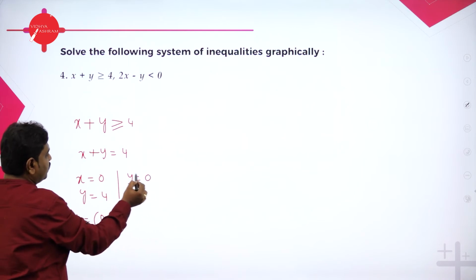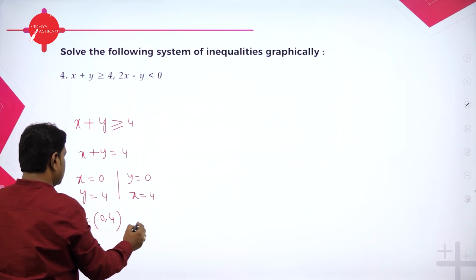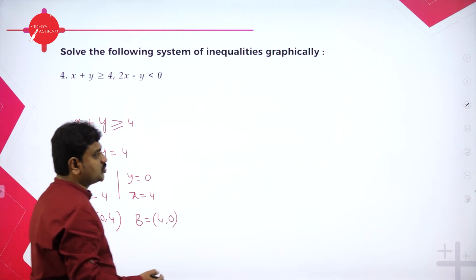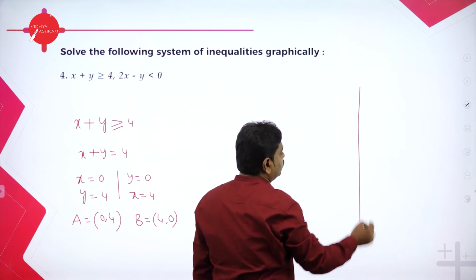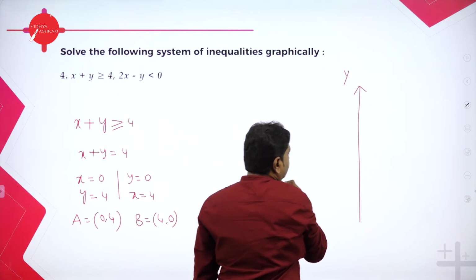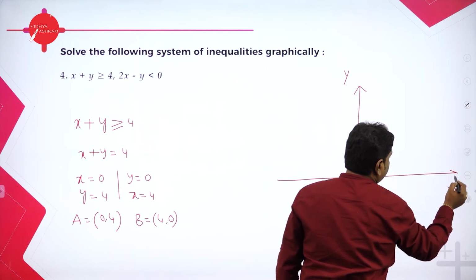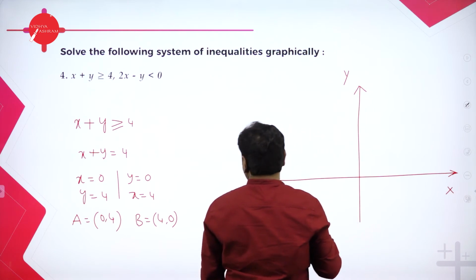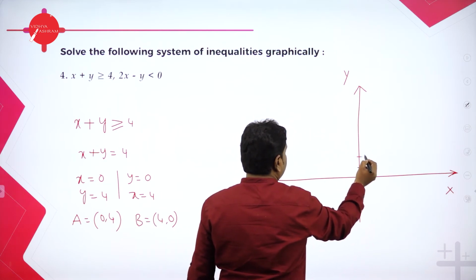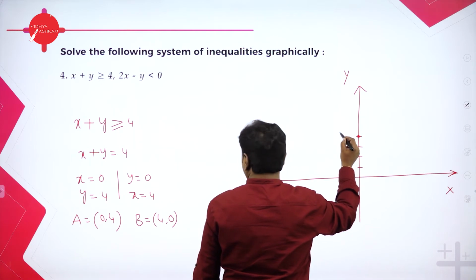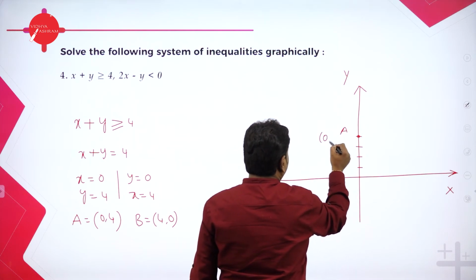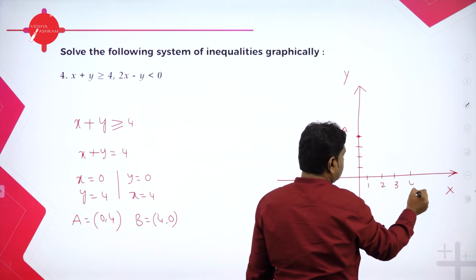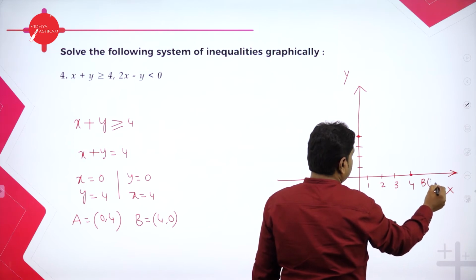Put y 0. In the place of y, if I put 0, x will become 4. And call it B. B means x comma y, 4 comma 0. We got 0 4 and 4 0 as 2 points on the line segment. So all of you know this is the y axis and this is the x axis, and we got 2 points. 1, 2, 3, 4. This is point A, 0 comma 4, a point on the y axis, and 4 0. 1, 2, 3, 4. So this is point B. Point B is what? 4, 0.